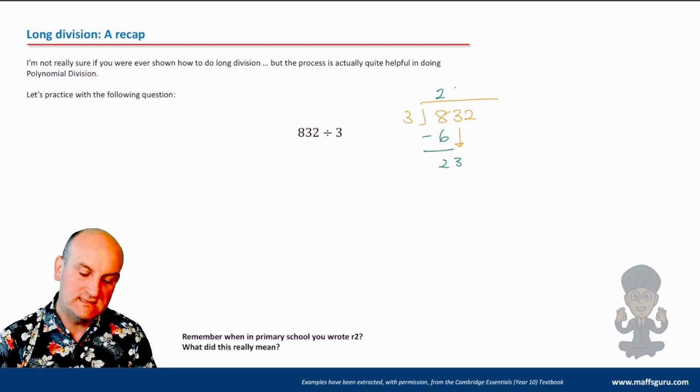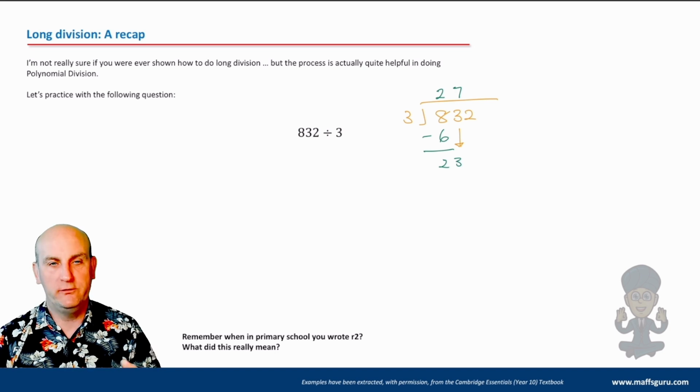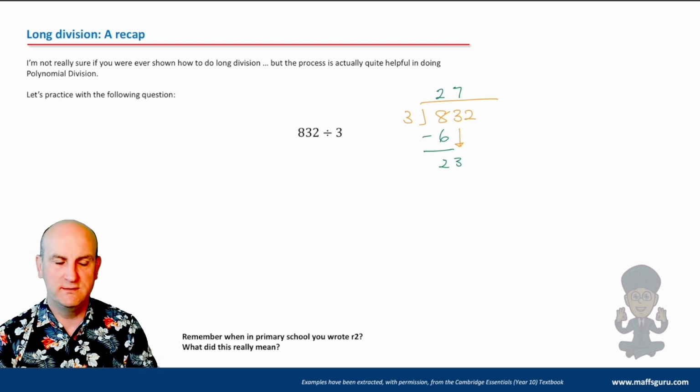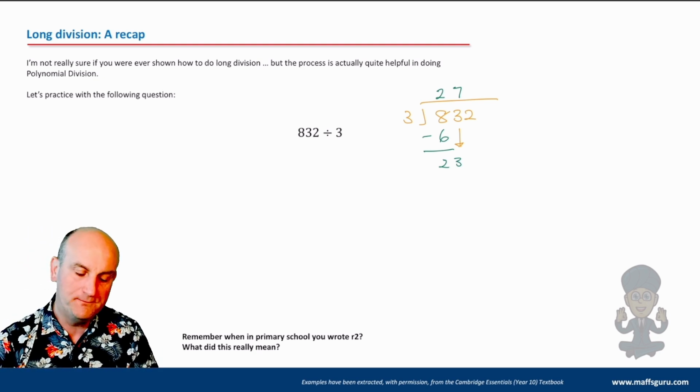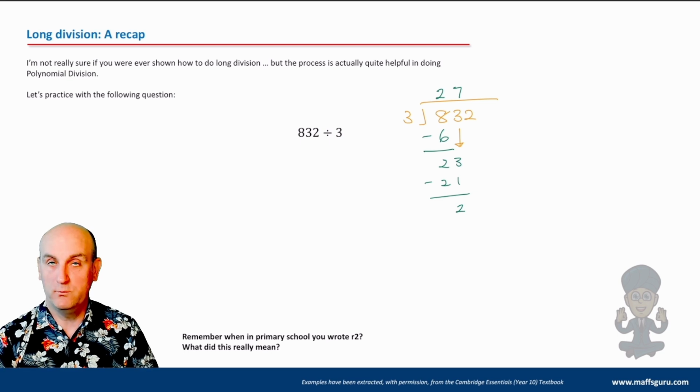So again, you write the 7 on the top. As soon as you've written a number on the top, you stop and you say, okay, I've written a number on the top. I'm now going to do the 7 times the 3. The number you've written on top times the number outside. 7 times 3 is 21. What do I do now? I write the 21 under here, and I subtract them. That gives me 2. Yep, what do I do now?